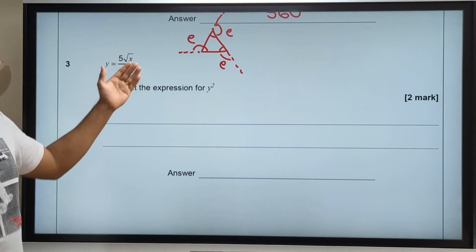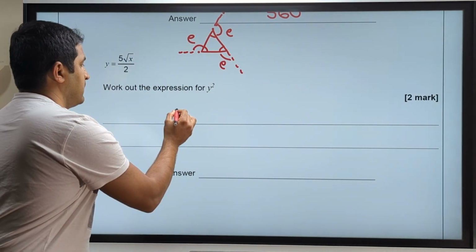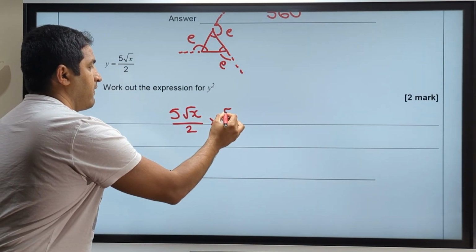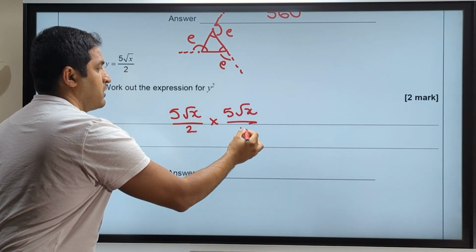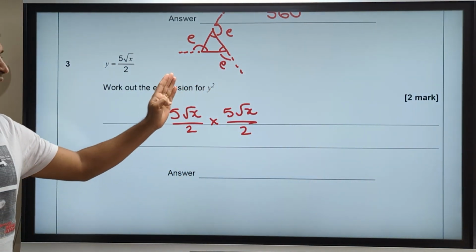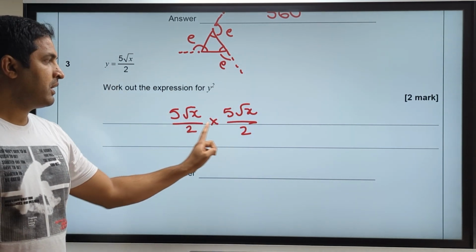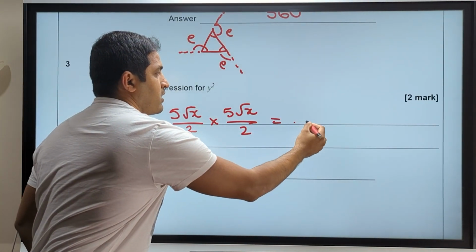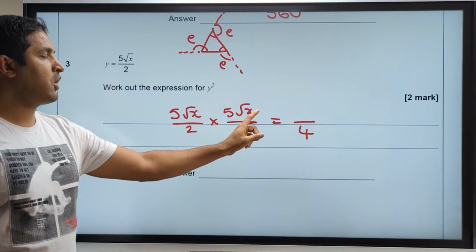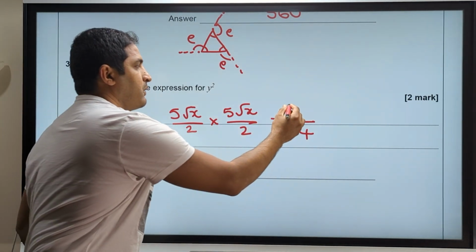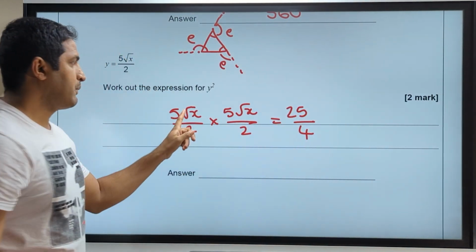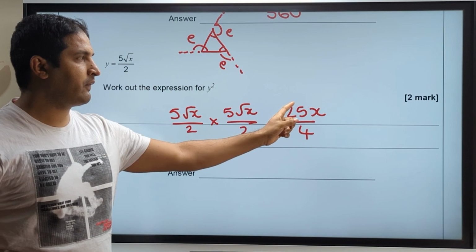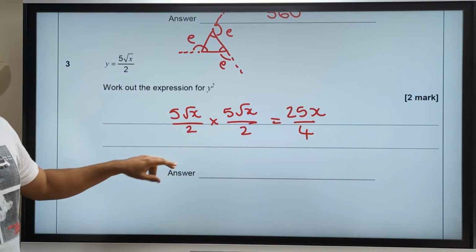y squared. So we're squaring the entire thing. We're doing 5 times root x over 2 multiplied by 5 times root x over 2. That's what it means by y squared: you multiply y by itself. Now we can do the multiplication of the fractions really straightforwardly. Multiply the bottom numbers together, that gives you 4. Multiply the top numbers together, so 5 times 5 gives you 25, and root x times root x gives you x. So you get 25x over 4. And that's what we needed to do.